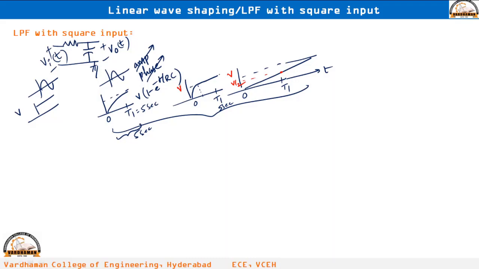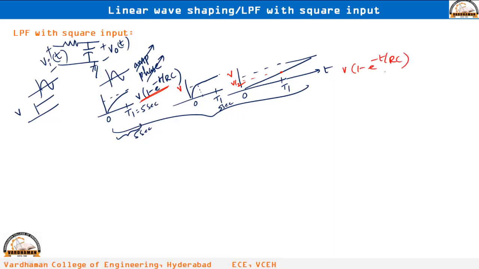Next, in the second case, it took less than T1, and in the first case it requires exactly T1. Why is it happening like this? The mathematical expression in these 3 cases is given in a single way, that is V times (1 minus e power minus t by RC). The same mathematical expression in all the 3 cases: output is given by V times (1 minus e power minus t by RC) only.